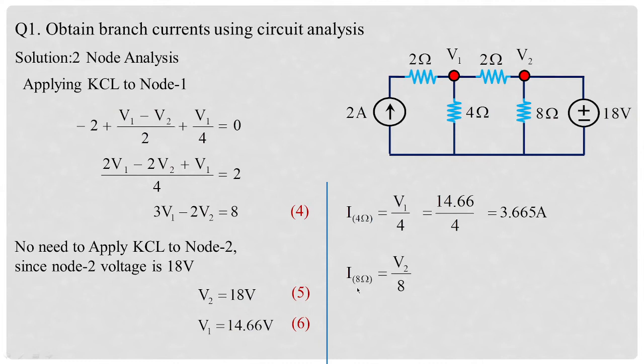Similarly, obtain the value of current which is flowing in this branch 8 ohms, which is V2 by 8, that is 18 by 8, which is equal to 2.49 amperes or 2.5 amperes. So this is how you inspect the result under mesh analysis and node analysis.